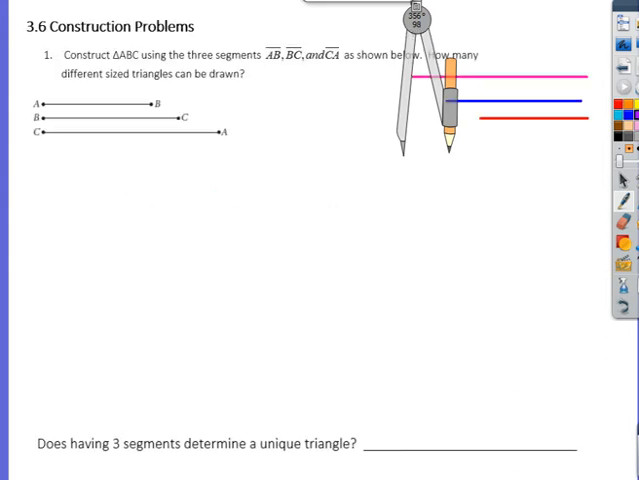The last thing we're doing is construction problems. And there's 2 slides here. However, my fear is so many of us don't have compasses. And there's no notes to take here. It's just the actual construction of these.